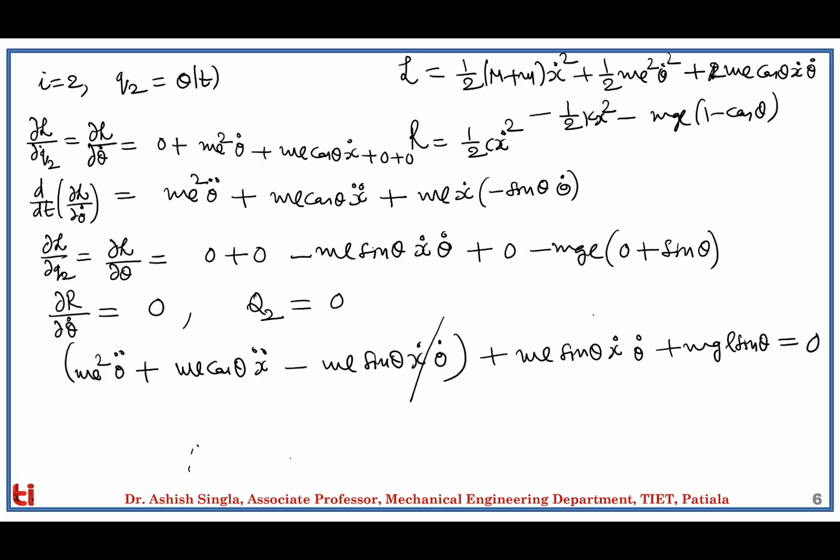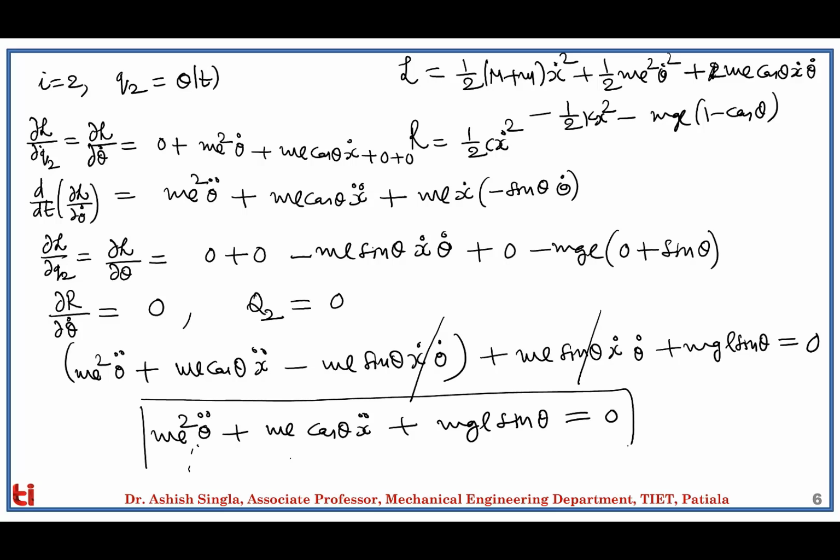You can see this term will cancel with this term, so the final equation we have is ml²θ̈ plus ml cosθ ẍ plus mgl sinθ is equal to 0. So this is the equation of motion of the pendulum. Next, let's write the dynamic model in matrix form.